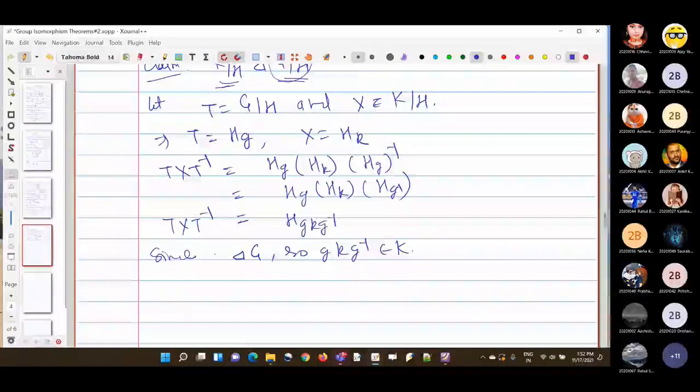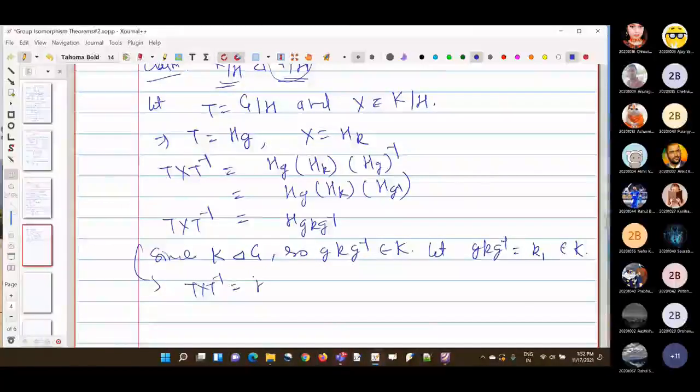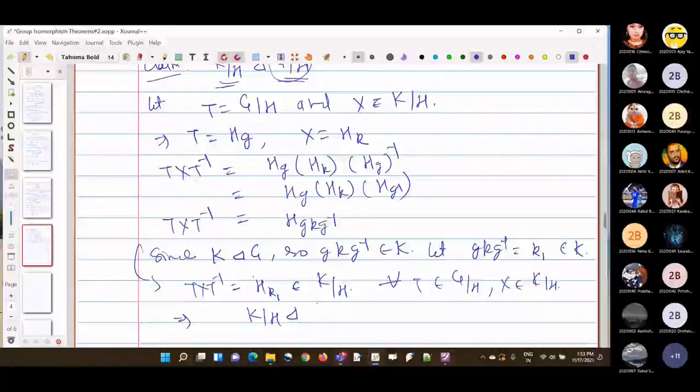Here, of course, H is also normal, but here we need to consider K. K is a normal subgroup of G, so gkg inverse has to be in K. And therefore, we let gkg inverse equal some element k1, because this is an element of K, so k1 belongs to K. So from here, T X T inverse equals Hk1, and this is a member of K by H. All right, for all T belonging to G by H and X belonging to K by H. So this implies that K by H is normal in G by H. So this completes the proof of this lemma.